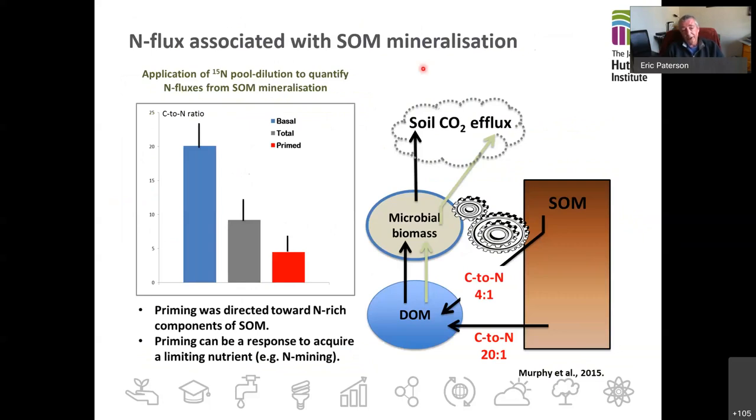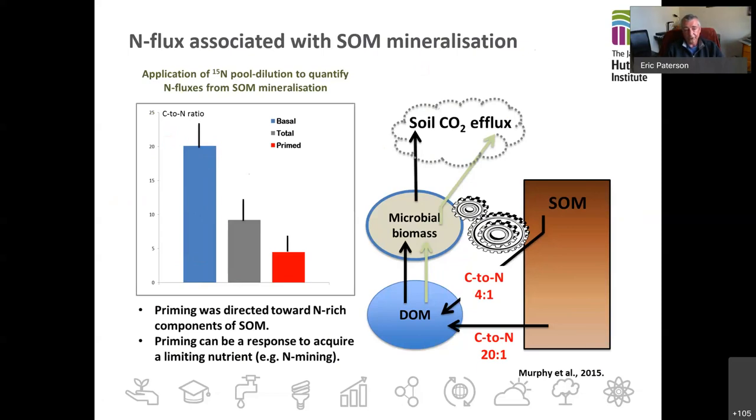As I mentioned at the beginning, the soil organic matter contains nutrients as well as carbon. So what we wanted to do in this experiment was work out how much nitrogen was supplied per unit of carbon from soil organic matter that was mineralized. So we combined our 13C labeling approach with a 15N pool dilution assay, which allows measurement of gross nitrogen fluxes. So if we look at this figure here on the left, the blue bar here is the C to N ratio of the soil organic matter flux when there's no plant in the system.